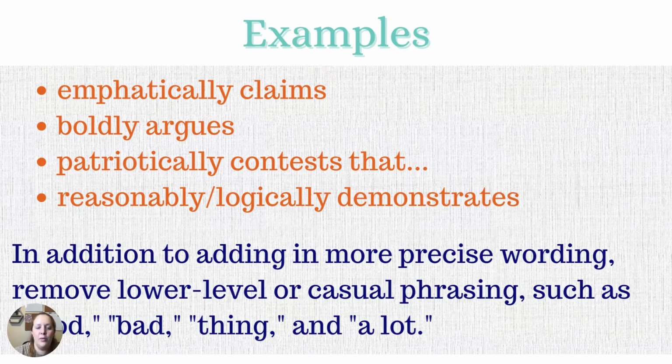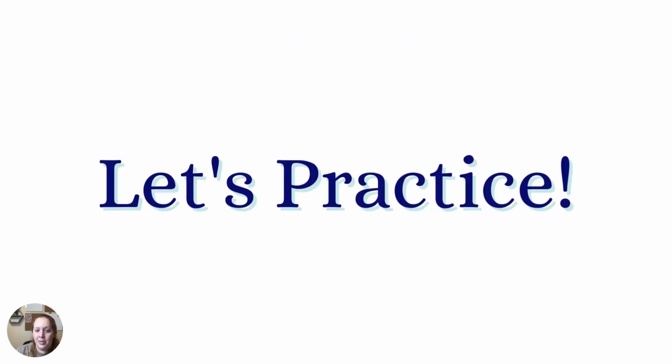We also want to avoid lower level words, and this applies to all essays, not just rhetorical analysis, but good, bad, thing, a lot, huge, big. Those are words that we can use a synonym for to make it more precise. And if you are more precise, then it builds that trust with the person reading your essay, because you're adding to not only your style, but you're showing them, hey, I understood the passage. Okay, so let's go ahead and practice.